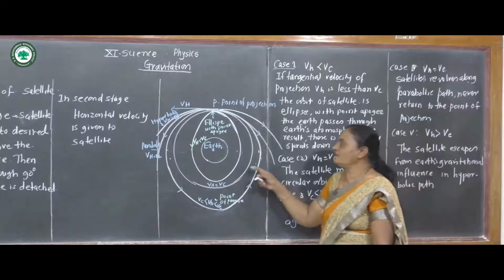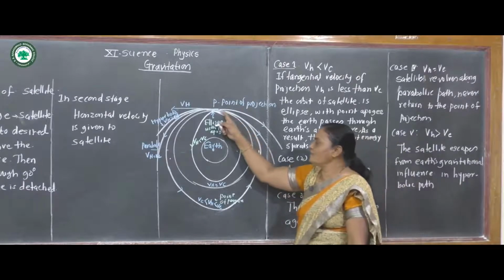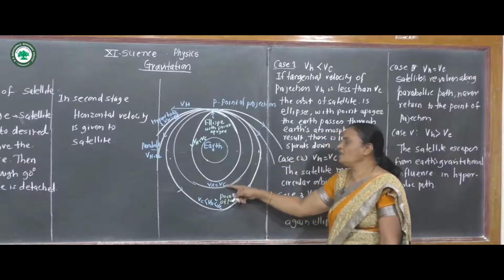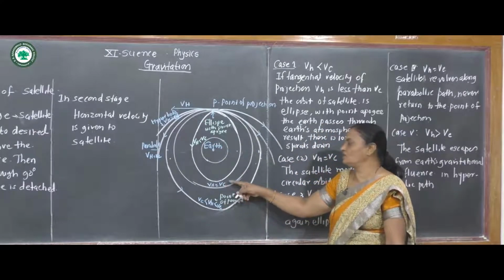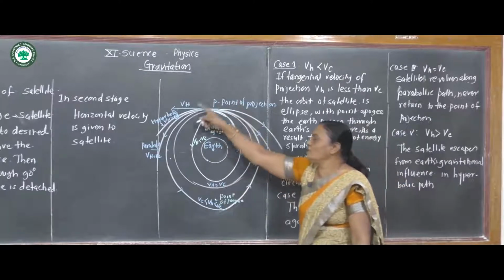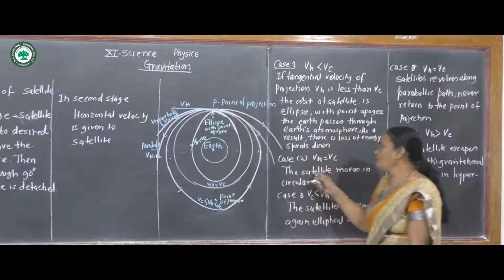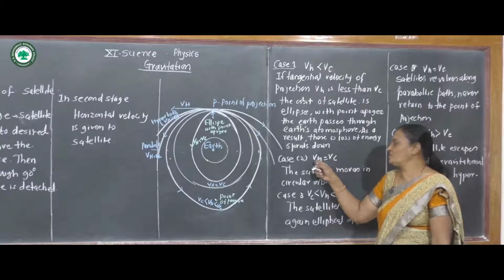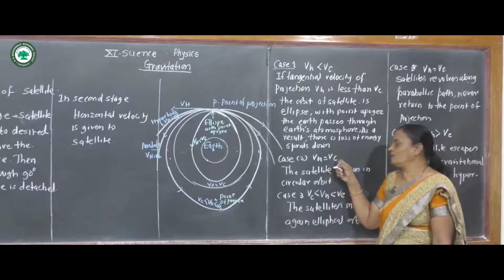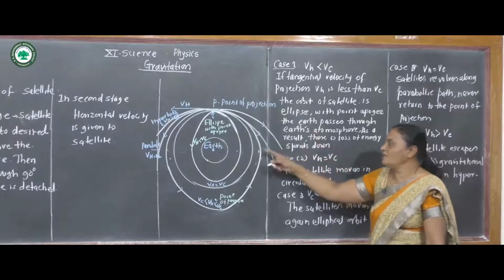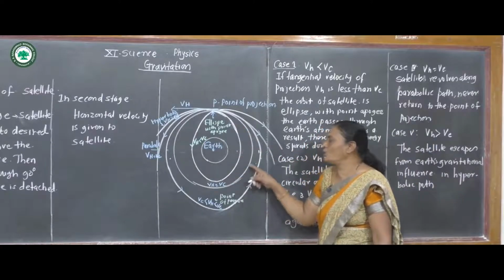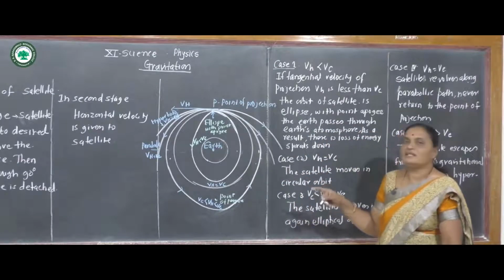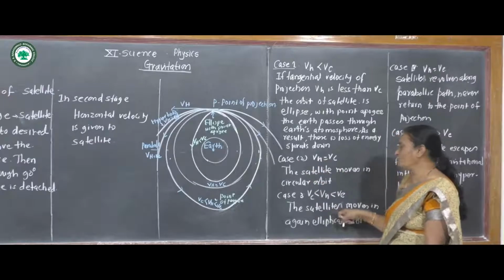Now in the second case, when the horizontal velocity of projection is equal to critical velocity, the satellite revolves in a circular orbit. See, in the second case, the horizontal velocity of projection is equal to the critical velocity. The satellite revolves in a circular orbit. That is, the critical velocity is the velocity at which the satellite revolves in a circular orbit.